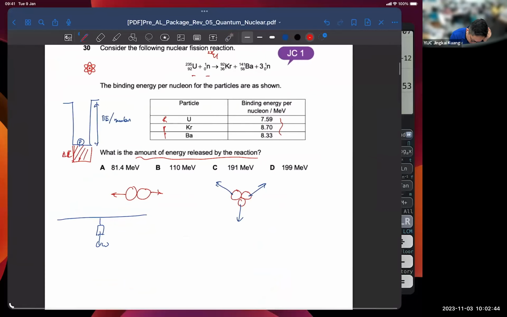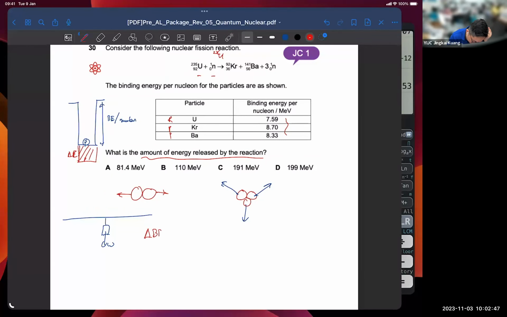Let's write the difference in binding energy. This is basically binding energy of krypton plus binding energy of barium minus the binding energy of uranium. Neutron doesn't have any, because a neutron is just a single particle, so there's no binding energy involved. So we substitute the values. Krypton is 8.7 multiplied by 92, plus barium is 141 times 8.33, minus uranium, 235 times 7.59.